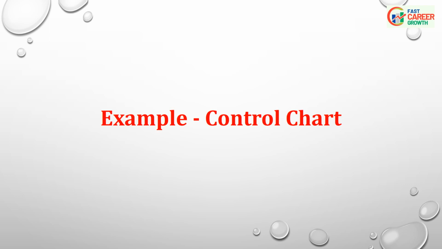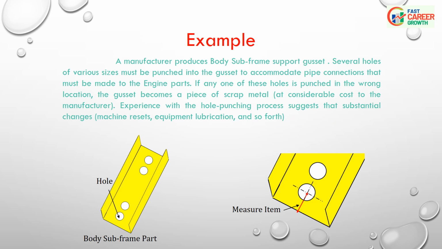Let's see an example. A manufacturer produces a body subframe support gusset. Several holes of various sizes must be punched into the gusset to accommodate pipe connections that must be made to the engine parts. If any one of these holes is punched in the wrong location, the gusset becomes a piece of scrap metal at considerable cost to the manufacturer. Experience with the hole punching process suggests that substantial changes, machine resets, equipment lubrication, and so forth.